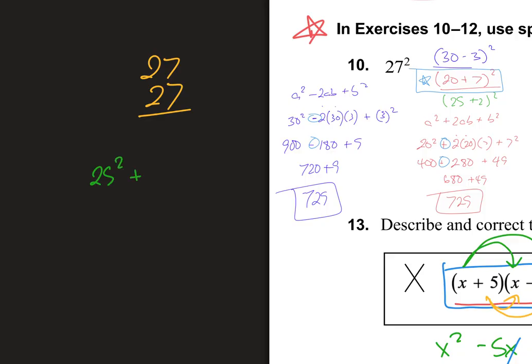25 squared plus 2 times 25 times 2. And if you're like, why is that 2? That was part of the 2ab. But what about that 2? That's this 2 right here, okay? And then there's going to be plus 2 squared again because of that 2. 25 times 25, well, you know what? I don't know if I have that in my head.